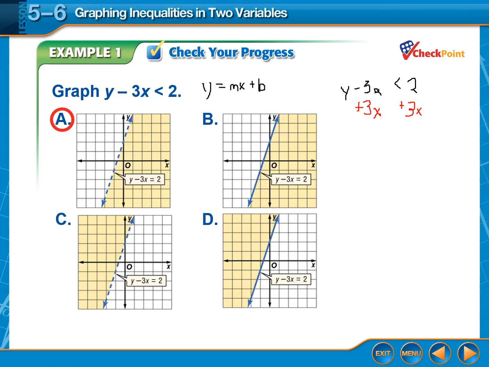So that gives me y is less than 3x plus 2. And now I'm in the correct form, y equals mx plus b, y equals 3x plus 2. To graph this inequality, m is 3, my slope is 3, or 3 over 1, and my starting point, or my y-intercept, is 2.